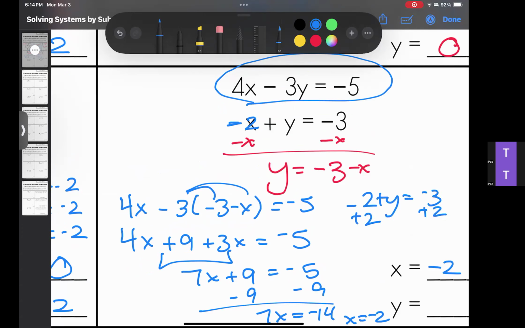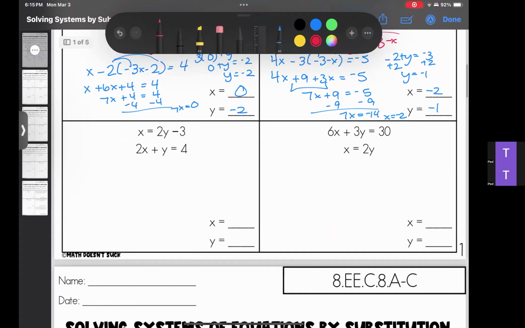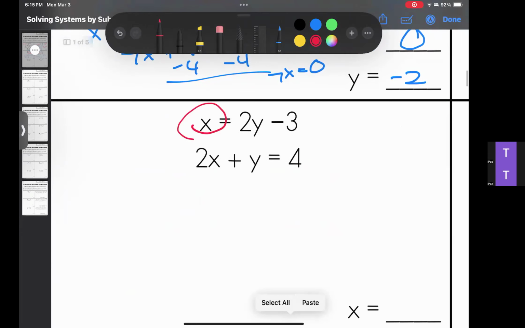Add 2 to both sides. Y is equal to negative 1. And if we check it, I have negative 2 plus negative 1 equals negative 3, and that definitely checks out. Heading down here, this one's already in x equals form, so I'm going to use it.